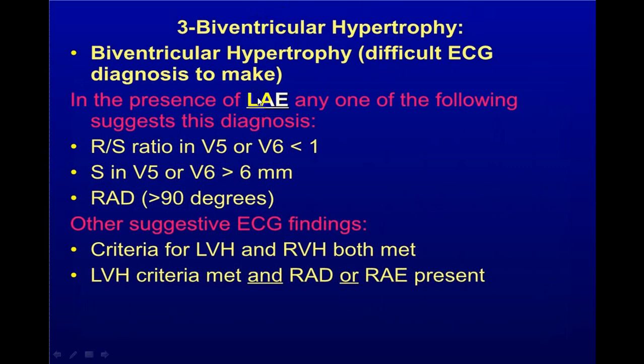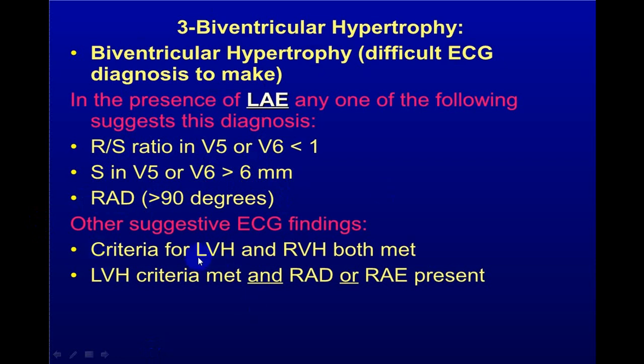For a biventricular hypertrophy, it is a little difficult, but we'll give you some points. If there is a left atrial enlargement pattern, meaning you have got a broad, notched P wave, plus you have got an R wave which is taller than the S wave in V5, V6, and the S wave in V5, V6 is more than 6 millimeter. And if there is a right axis deviation, it is in favor of biventricular hypertrophy.